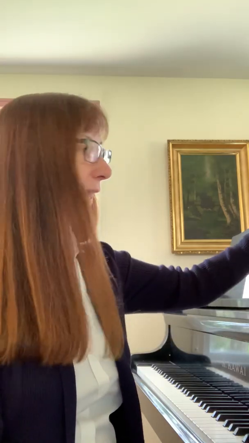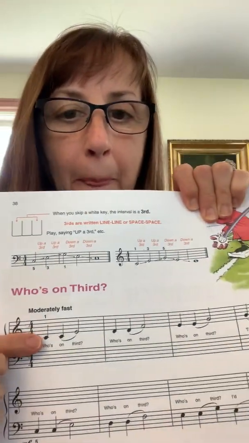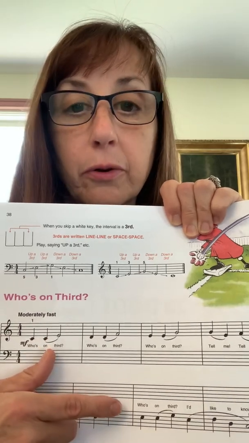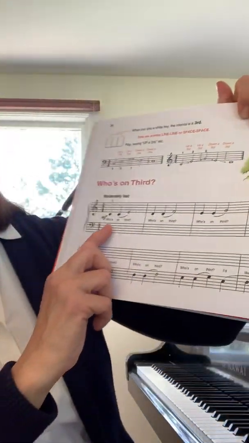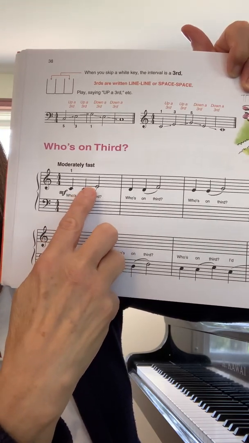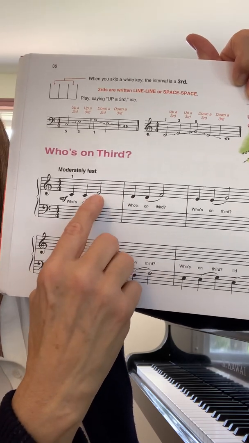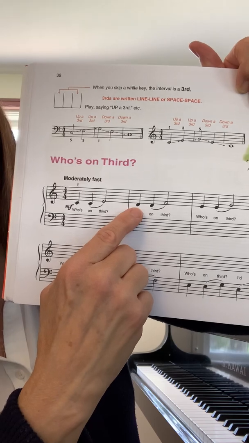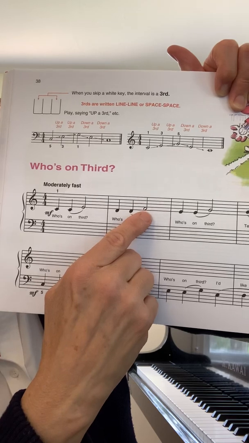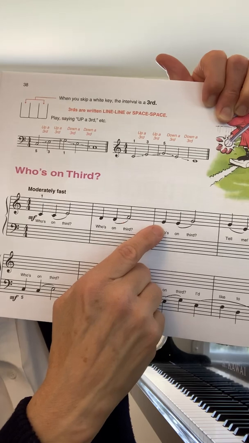All right? Now, here's the new part. Tell me if the notes stay the same, go up a second, up a third, down a third, or down a second. So the first measure stays the same. This note to this note goes up a third. This note to this note, the E to the D, goes down a second. This note to this note stays the same. This note to this note goes up a third. This note to this note goes down a second.